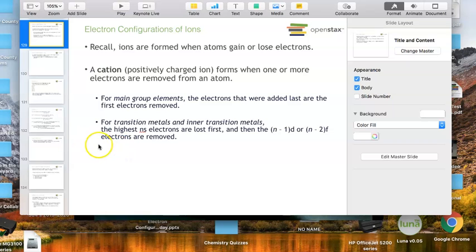For transition metals and inner transition metals, the highest n electrons are lost first, and then the d and the f electrons are removed. So that's going to be a little different when we talk about those electrons. If they have d and f valence electrons, they're usually removed from the s first before the d, and then from the d and f.